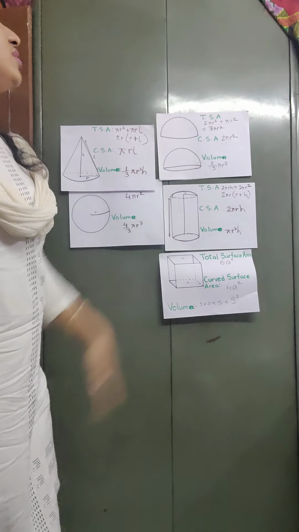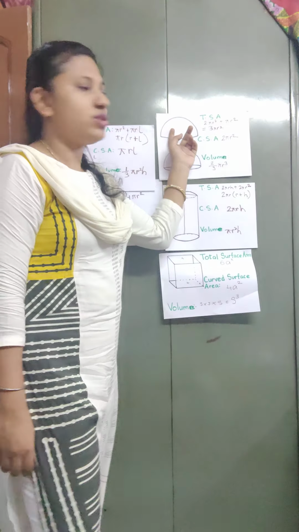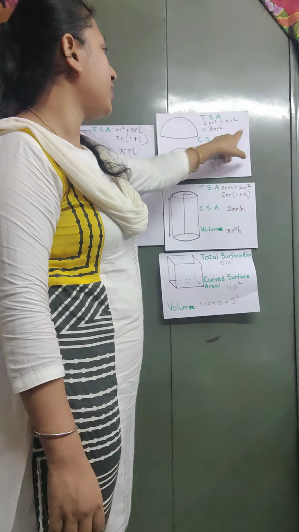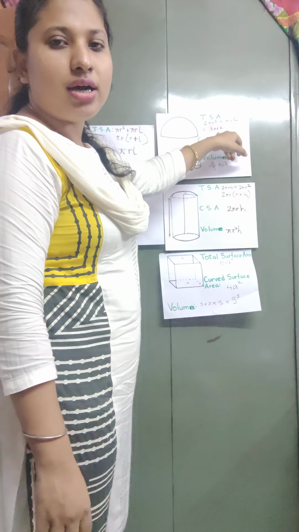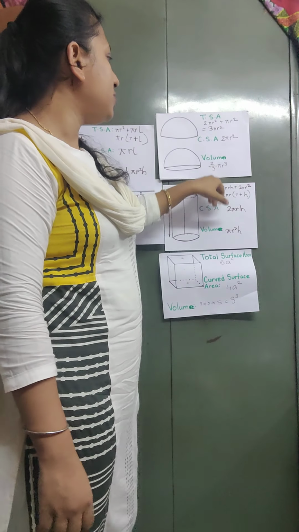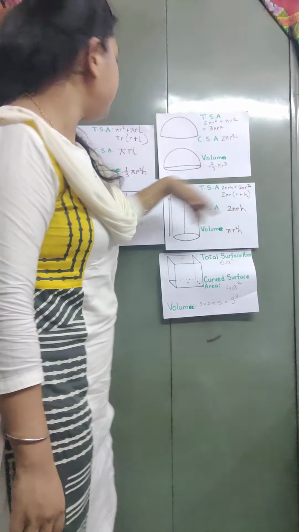The total surface area of a hemisphere is 2 pi r square plus pi r square, which is equal to 3 pi r square. Now curved surface area is 2 pi r square. Volume is 2 by 3 pi r cube.